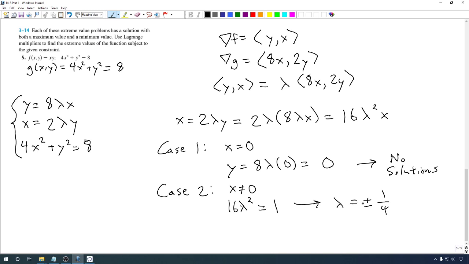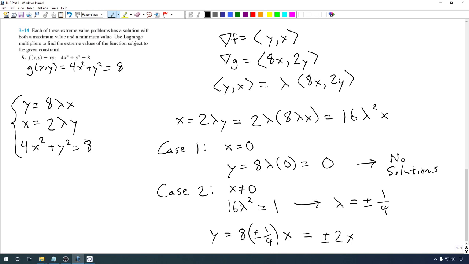Well, we're really more after the x values, or the x and y values. So let's actually go ahead and take this lambda and put it back into these equations. Let's actually look at this first one. We have y equals 8 times lambda, which is plus or minus 1/4, times x. Or in other words, if we simplify this, we get y is equal to plus or minus 2x. And that's a pretty good condition.